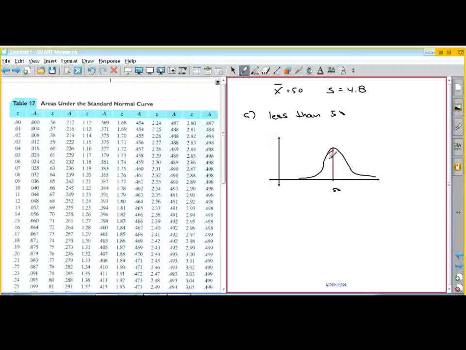So what we want to do is highlight the area we're talking about. Well, less than 50 is going to be here. We don't actually have to use the chart for this because this is the mean. So the probability of getting x less than 50 is 0.5. Half the data is less than the mean, half the data is greater than the mean.